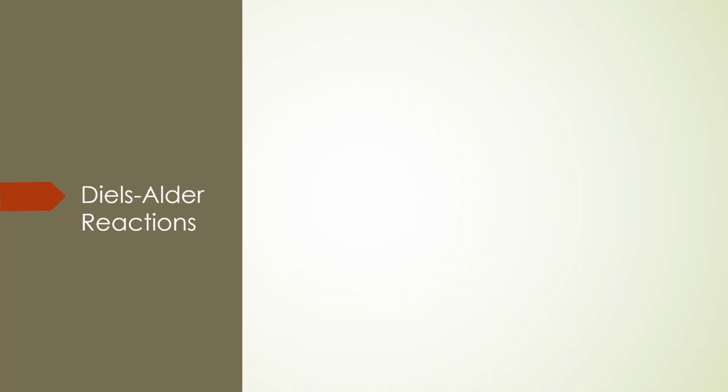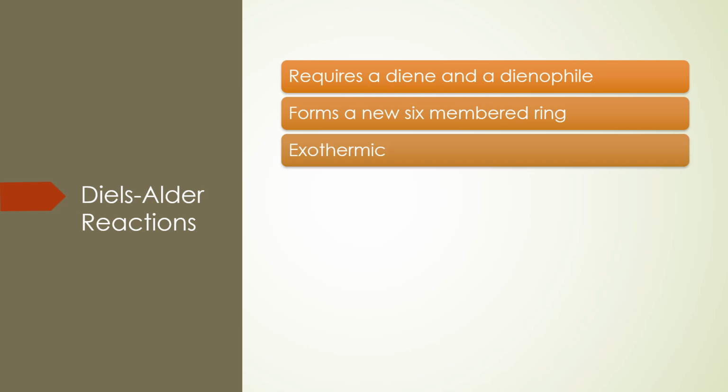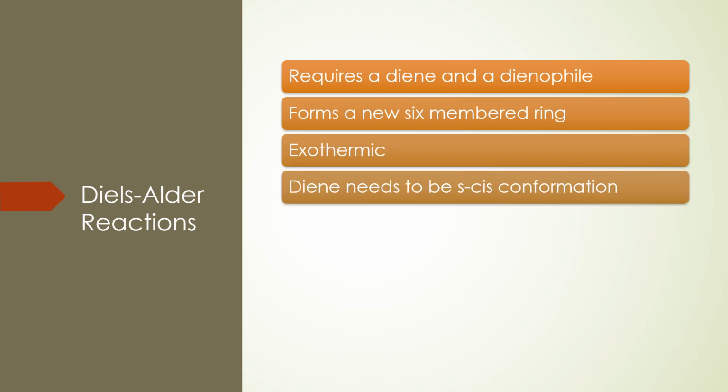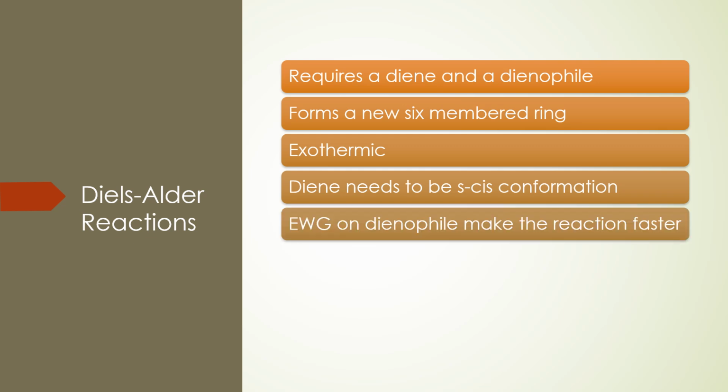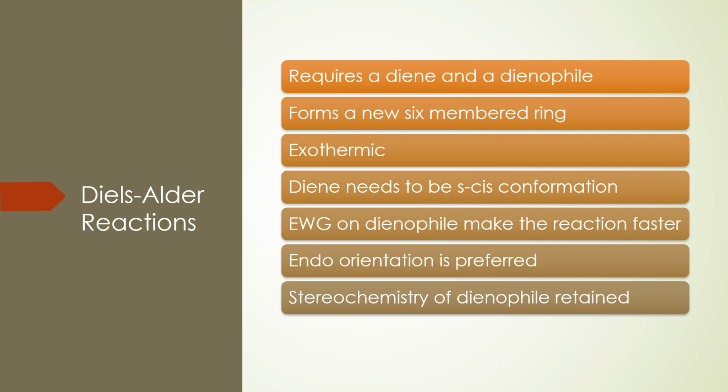Here are a few basic things on Diels-Alder reactions. It requires a diene and a dienophile. It forms a new 6-membered ring in an exothermic reaction. The diene needs to be in an S-cis conformation to participate in this kind of reaction. The electron withdrawing group on a dienophile can make the reaction go faster. Endo orientation is preferred, and the stereochemistry of the dienophile is retained.